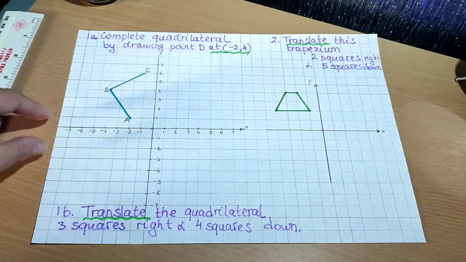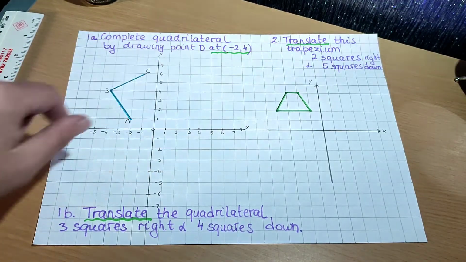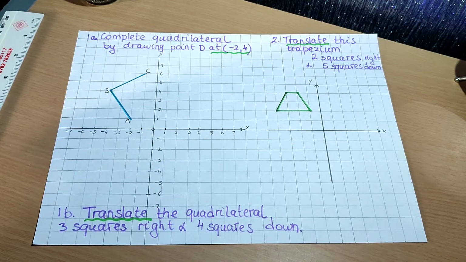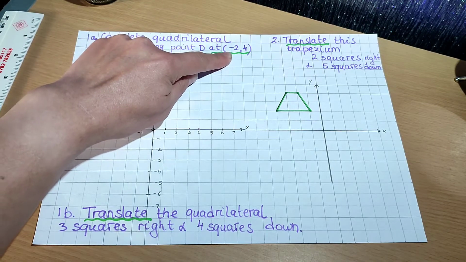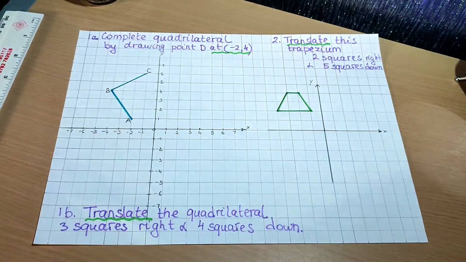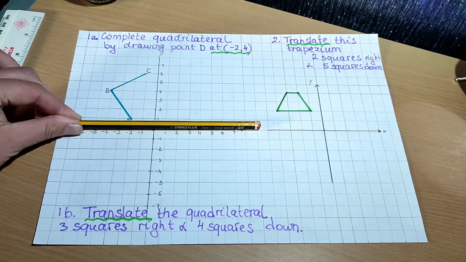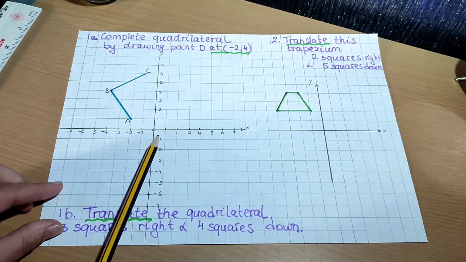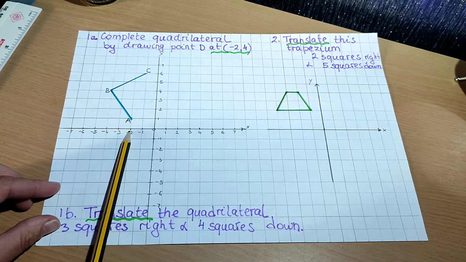It says complete quadrilateral by drawing point D at -2, 4. So these are the coordinates of where point D should be. Do you remember how to plot coordinates? The first number of the coordinate is always from the x-axis, from the horizontal line. So where's -2 on the line? Let's have a look. These are positive numbers going that way. These are negative numbers. So that's -2.